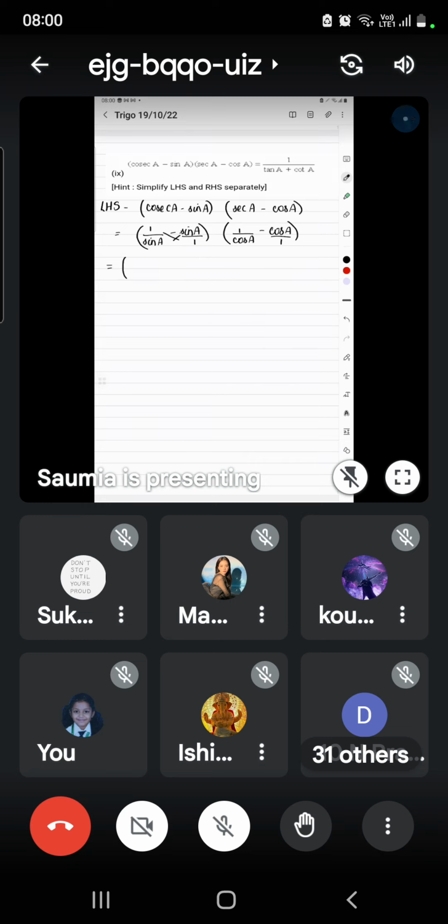Let's do one bracket at a time. 1 into 1, 1. Sin A into sin A, sin square A. And the denominator is sin A into 1. Next bracket, again, cross multiply. 1 into 1, 1. Cos A into cos A, cos square A. And the denominator is 1 into cos A. Alright? Now what to do?